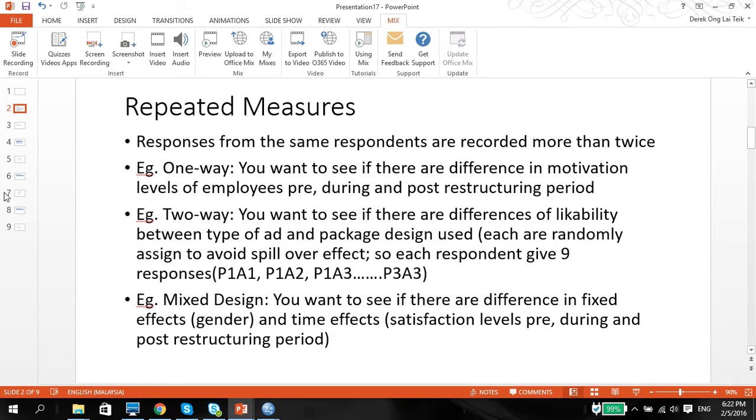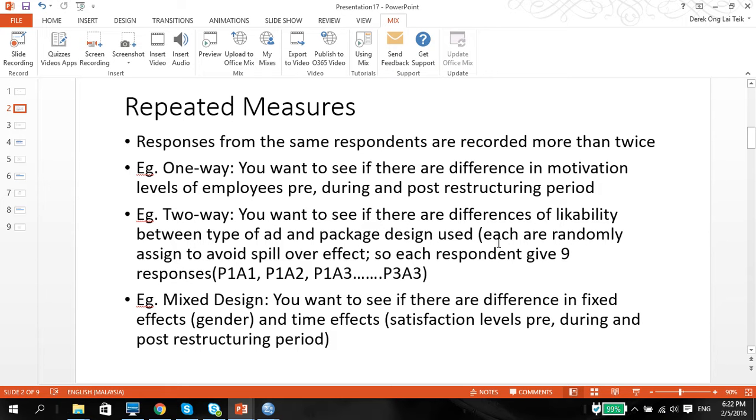For example, let's say if we have a one-way repeated measures, you may want to see if there are differences in motivation levels of employees pre, during, and post restructuring period for a company. If it's a two-way, you might want to see if there are differences of likability between type of ad and package design used.